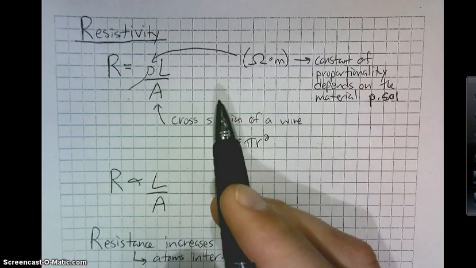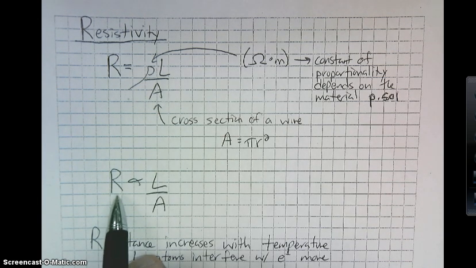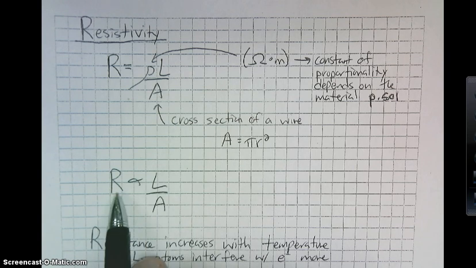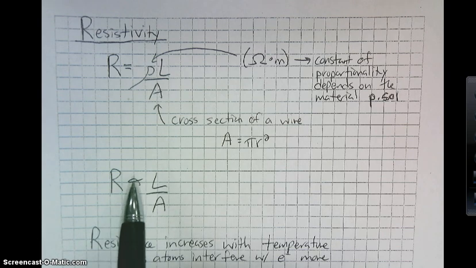Now, I'd like to point out that the resistance of an object is proportional to the length. So the longer the wire, the higher the resistance. But it's inversely proportional to the area, meaning the bigger the area, the smaller the resistance. So just so you're aware of those things.